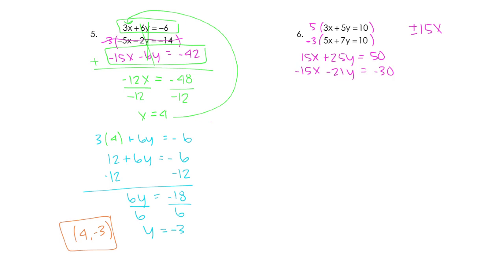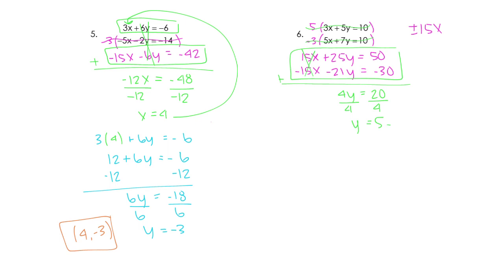So now we can go ahead and add these two equations together. So again, usually I would lightly scribble these out. These are the two that I'm adding together. So I'm going to go ahead and put my plus sign here. So my 15x's cancel out because one's positive, one's negative. They add up to 0. And then 25y and negative 21y makes 4y equals 50 plus negative 30 would be 20. So then divide both sides by 4. Y would have to be 5.